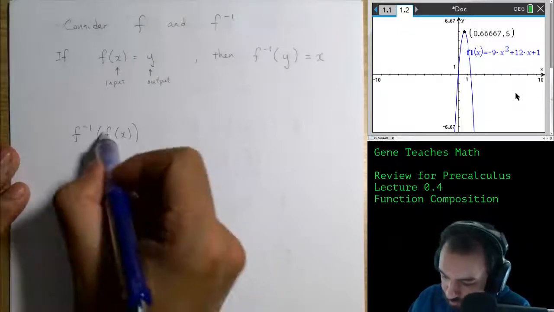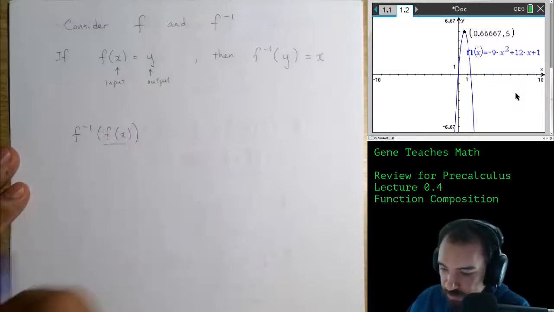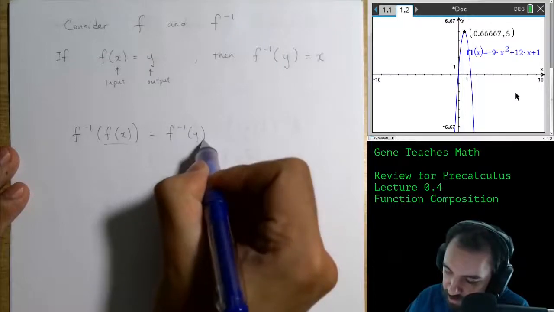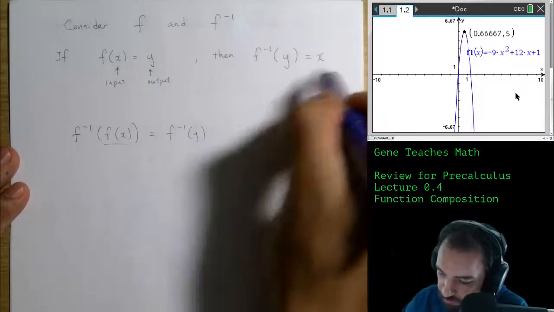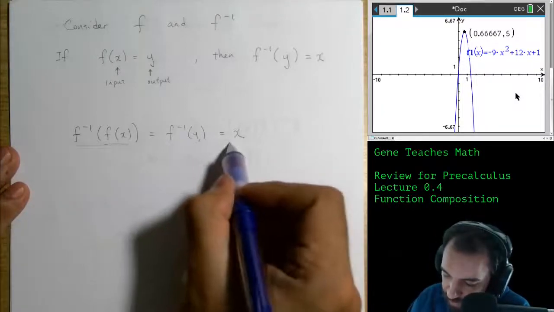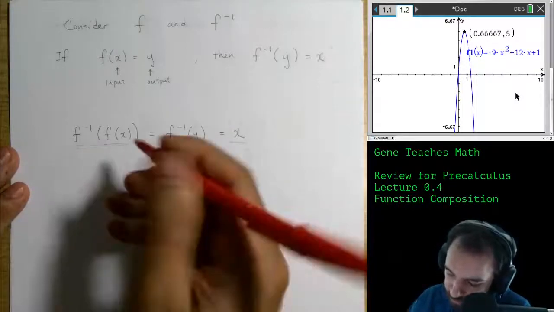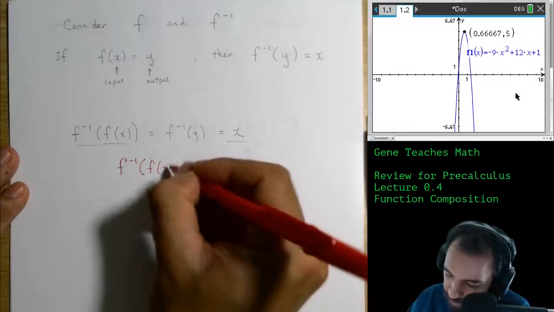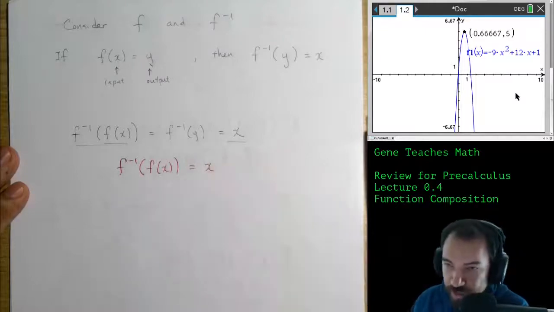Well, in order, f of x is going to produce an output y. So I can rewrite this as f inverse of y. Then f inverse of y is going to produce an output of x. So if I jump directly from beginning to end, I could write this result down. I could write f inverse of f of x is equal to x.